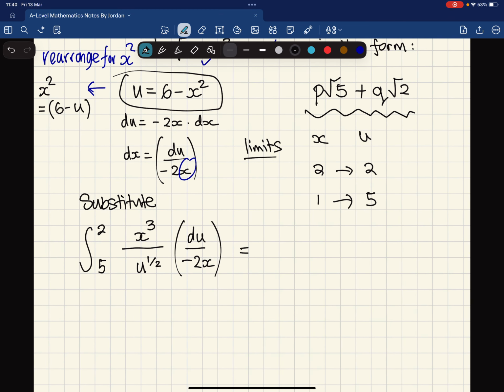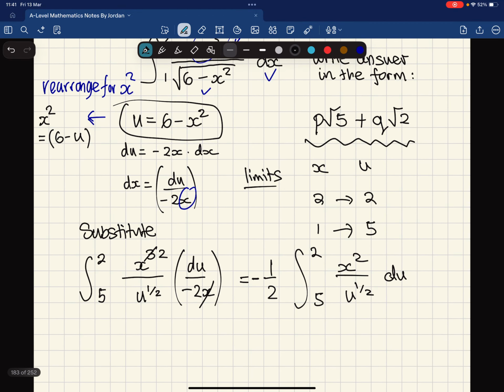Okay. First thing I'm going to do is take that minus 2 out as minus 1/2. I'll take the minus sign out to the front, and I'll also take out the 2 in the denominator. What's that going to leave us with? Well, the x will cancel and just give us x squared there. Then we still have u to the half at the bottom, and then we have du.